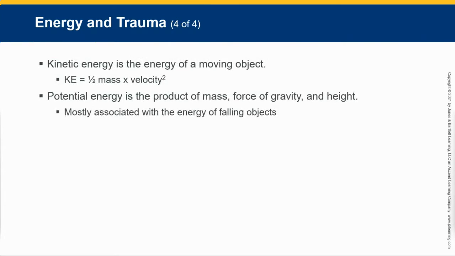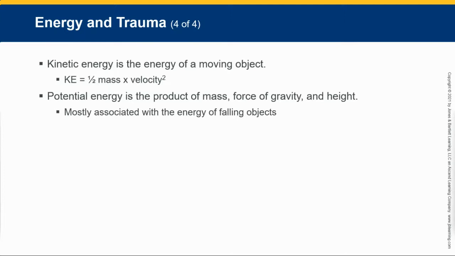And kinetic energy is the energy of a moving object. Anytime we think about a train going down a track, we don't think about it as energy. We just think about it as a train going down a track. But there's lots of things that are involved there: the mass of the train versus the velocity, or the speed, at which it's traveling. So kinetic energy, the actual equation for it, is 1/2 the mass times velocity squared.